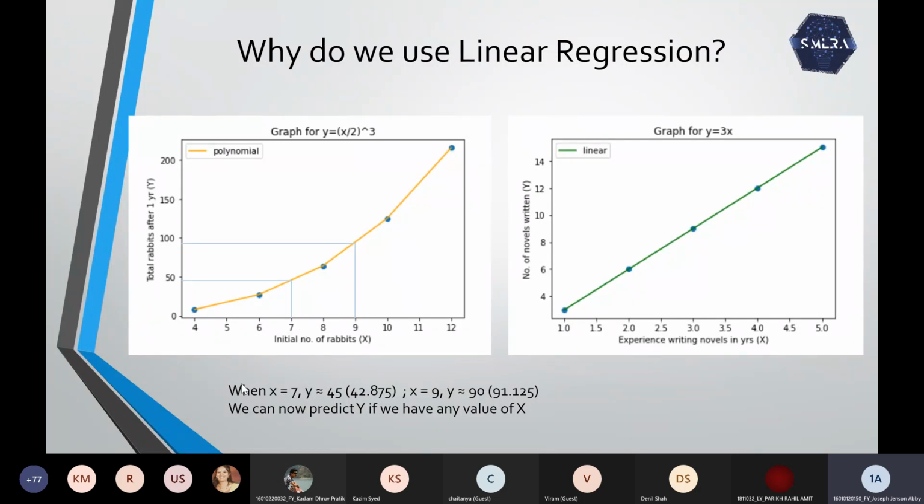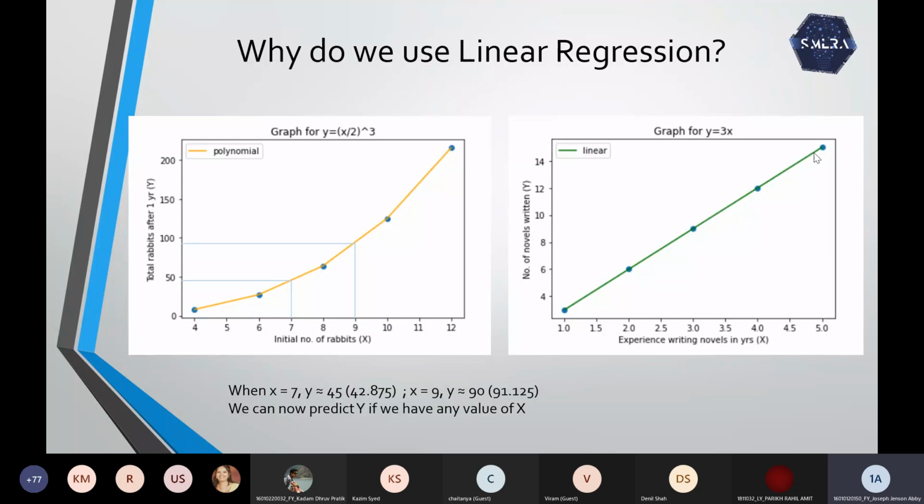So here, if you see, when x equals 7, when you have 7 rabbits, you may have approximately 45 or 43 rabbits at the end of 1 year. We did not have the value for x equals 7, but we plotted the graph first, we got the relation, and through the graph we are finding what the value of y would be. Similarly, for y equals 3x, we have plotted the relation. So this is linear regression, this is polynomial regression.